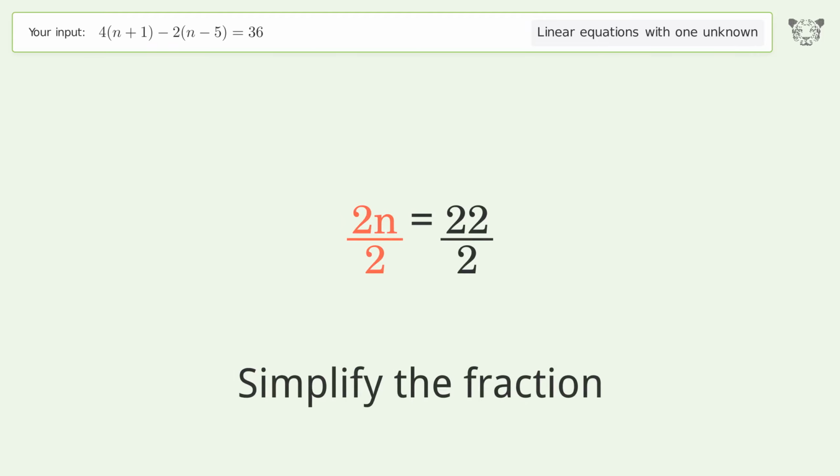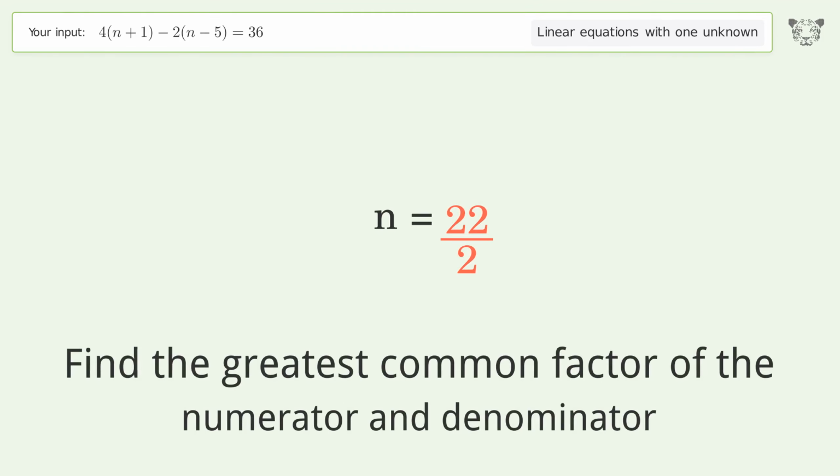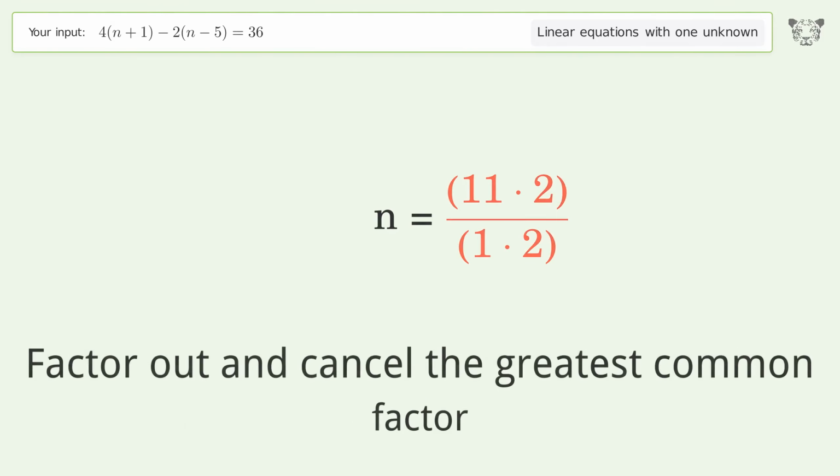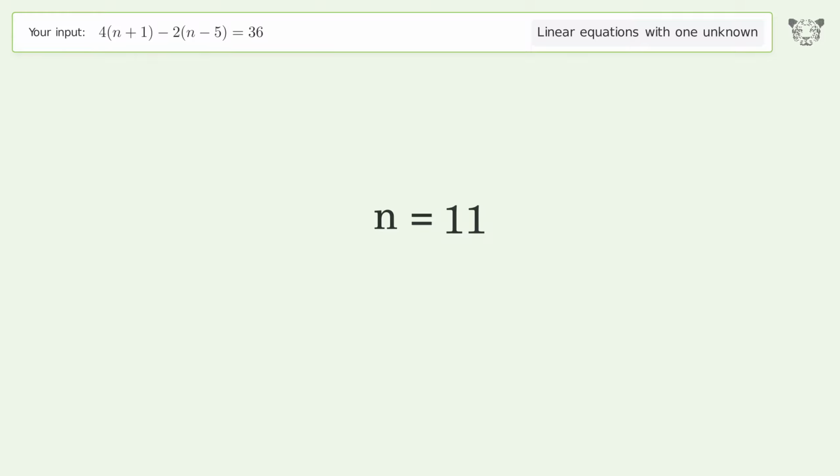Simplify the fraction. Find the greatest common factor of the numerator and denominator. Factor out and cancel the greatest common factor. And so the final result is n=11.